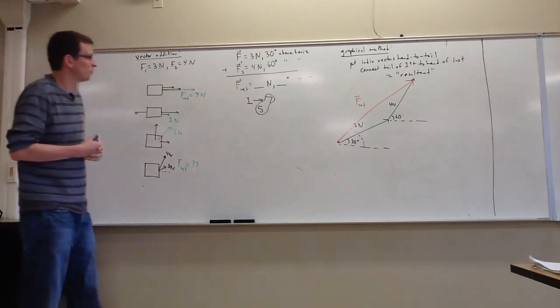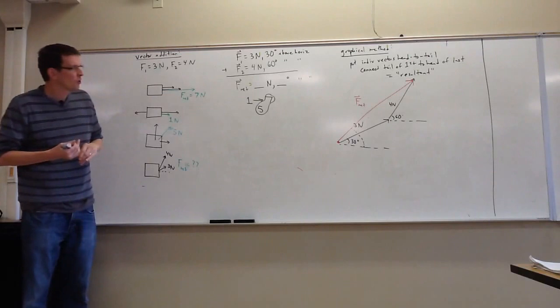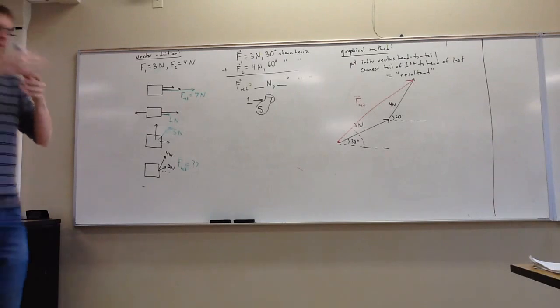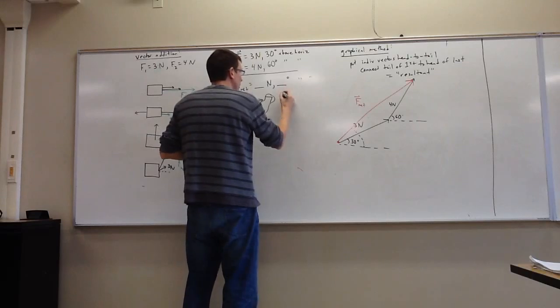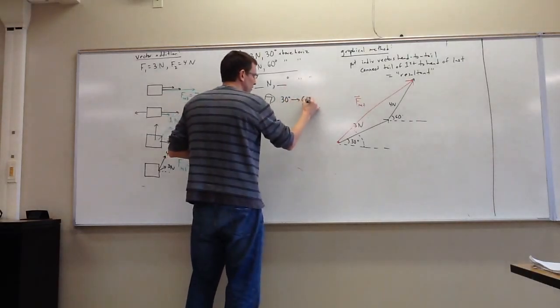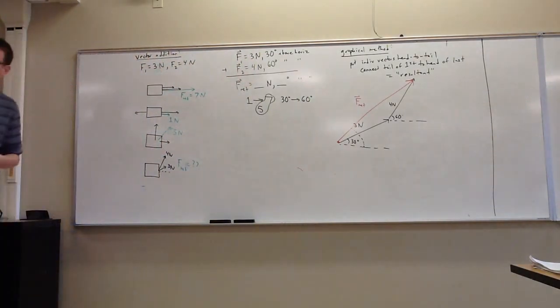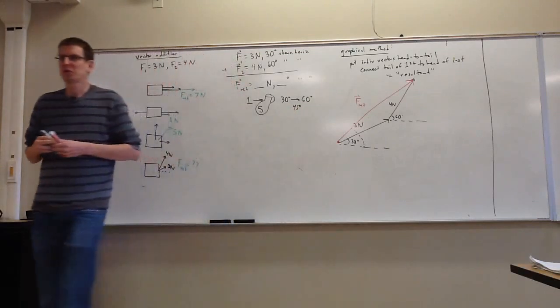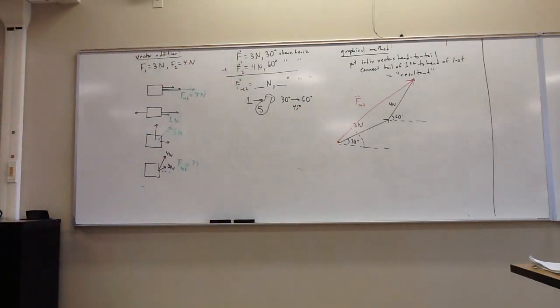Let's talk about the angle. One pulls at 30 degrees and the other one pulls at 60 degrees. We should get something between them, shouldn't we? So we should get somewhere between 30 and 60 degrees. What's halfway between 30 and 60? 45. Can anyone tell me where we should land relative to 45? Towards 60, that's right. Why?